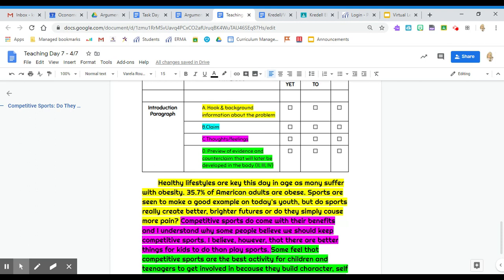I need my thoughts and feelings, right, to pull my reader in. That's in purple. And I need a preview of the evidence and the counterclaim that will later be developed in the body paragraphs. Let's just say paragraphs.